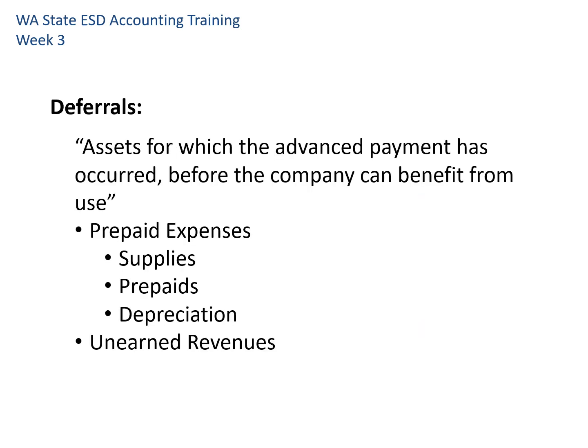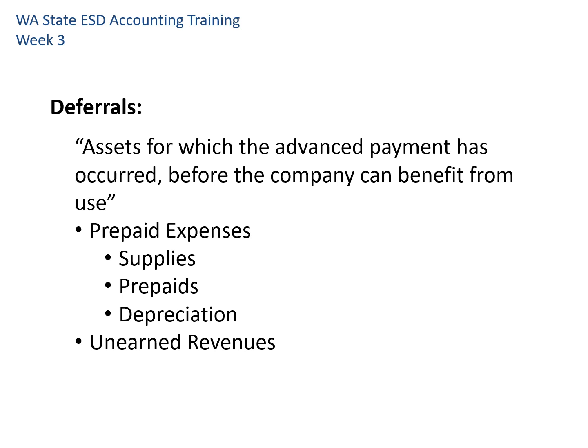So I'll first talk about deferrals and we'll do some practice problems with those, and then I will talk about accruals. So deferrals are assets for which advance payment has occurred before the company can benefit from that use. So there's two different categories. There are prepaid expenses and there are in effect prepaid revenues, which we'll call unearned revenues.